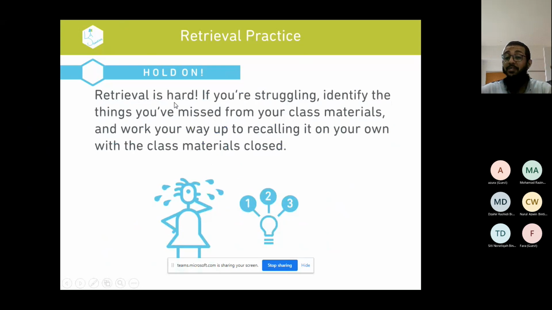And retrieval is hard, of course. I guess, although it's a very obvious technique, very trivial, as I said, very intuitive, it's hard, so many students avoid it. That's why it is disappearing from the culture of learners. So if you are struggling, identify the thing you have missed.